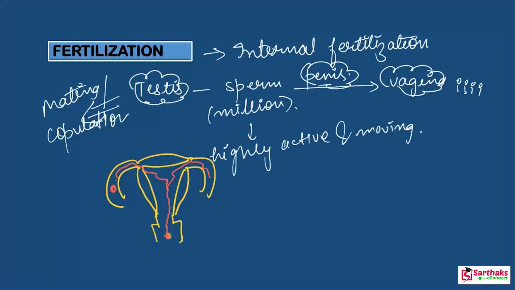And what is present here? Eggs are present. One of the oviducts contains one ovum released by the ovary. Only one ovum is released by the ovary during the time of ovulation, so only one sperm fuses with the ovum. Although millions of sperms are put into the vagina by the penis, only one will fuse with this ovum in the oviduct to form a zygote.